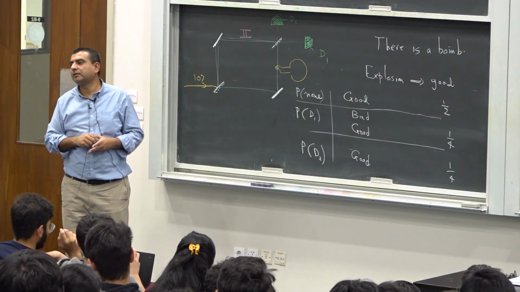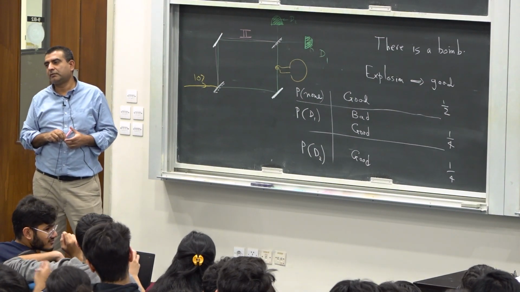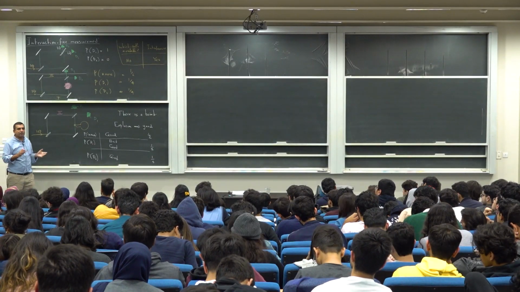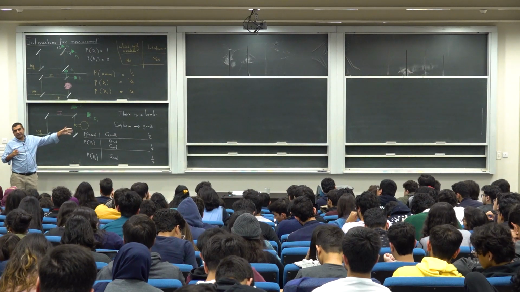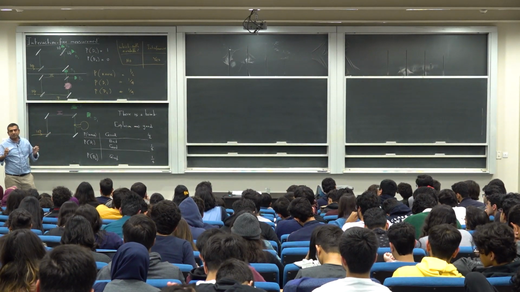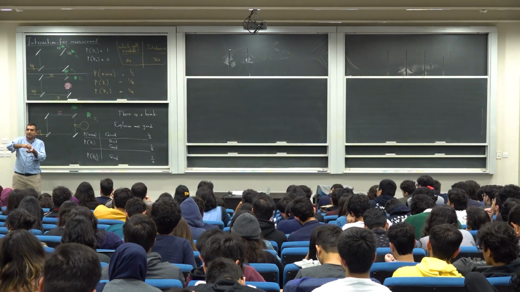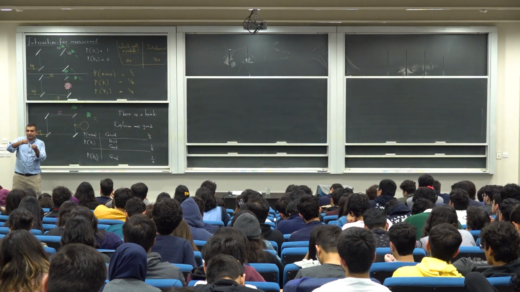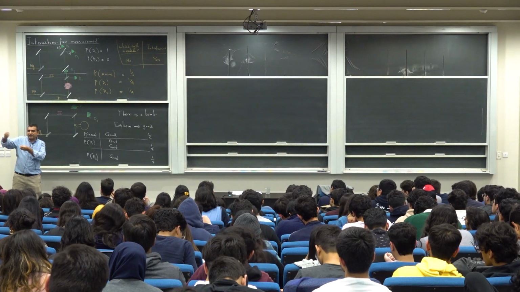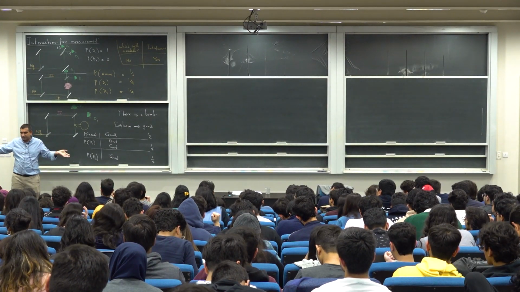Yes, please. Sir, isn't there a chance that the bomb could explode? If the bomb explodes, neither of the detectors can click, because a bomb explosion means that a photon has interacted with the bomb, it has triggered the bomb, and it's a destructive process, which means when the photon has given off all its energy to the bomb, it has been annihilated.